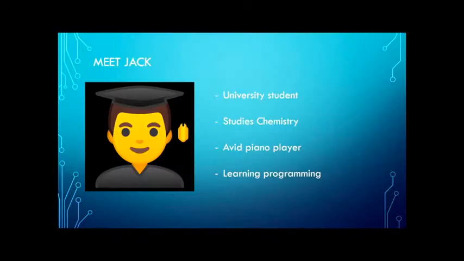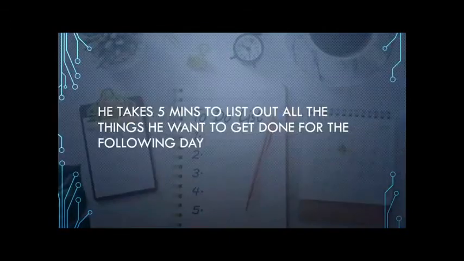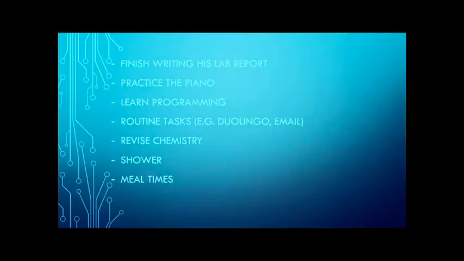So this is Jack. He's a university student, and he studies chemistry. He plays a lot of piano in his spare time, and he's recently begun learning how to program. Jack goes through all of these steps, step by step, and we'll go through his logical thinking processes. First, he takes 5 minutes to list out all the things that he wants to get done for the following day. He needs to finish writing his lab report, practice the piano and programming, and do his routine task. He wants to revise chemistry, and of course, there's the other stuff like shower and mealtime.